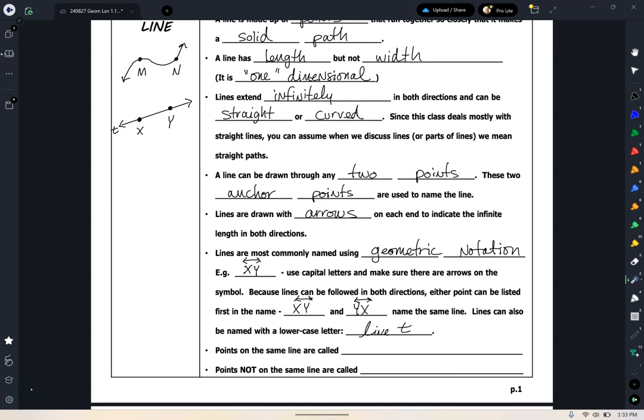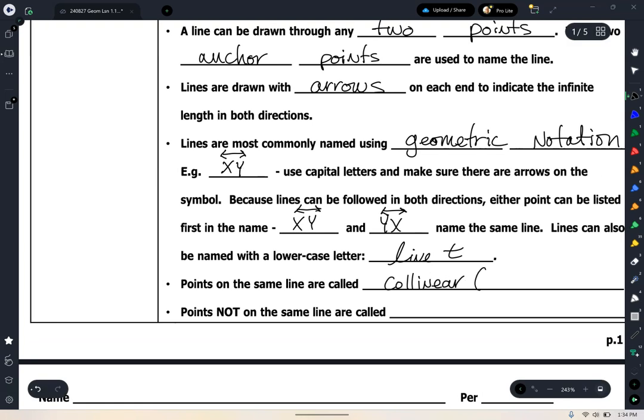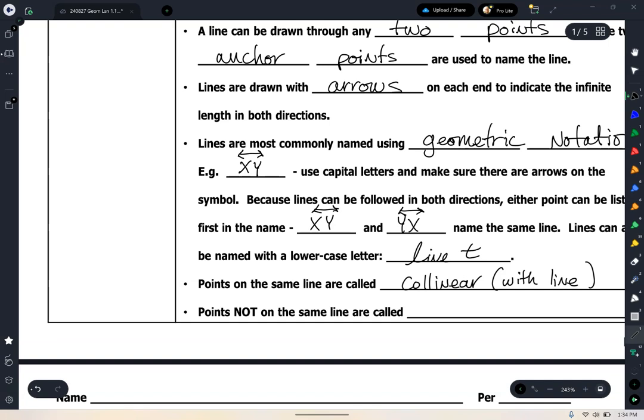Any questions so far? Everybody good? Right? You got the points. You got the straight path that stretches between them. Lines extend infinitely. That's what the arrows are for. All right, good. Now, this is where it gets a little tricky. Points on the same line are called collinear points. Collinear points. It literally means with line. I have people that I go to work with. They are called my co-workers. And this is points that sit on the same line. They are collinear points.